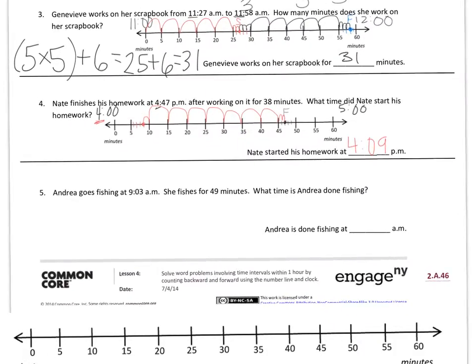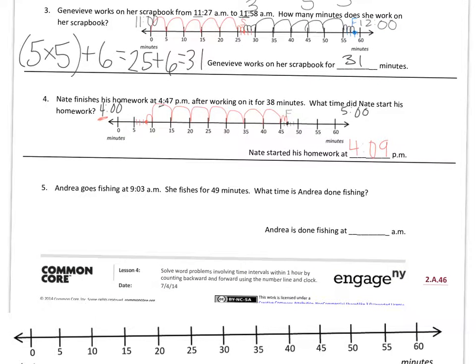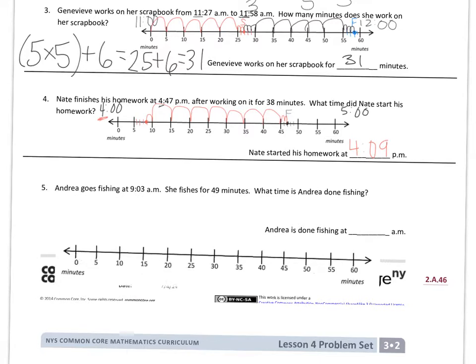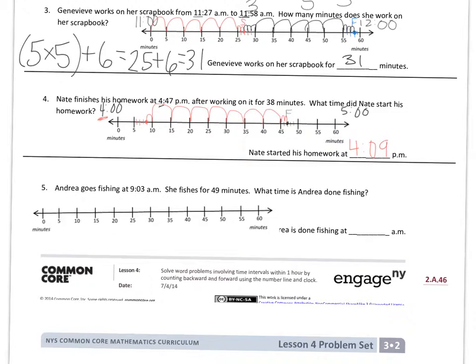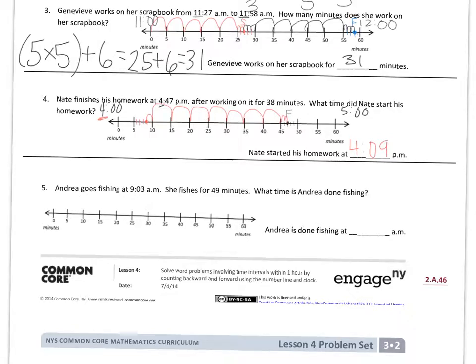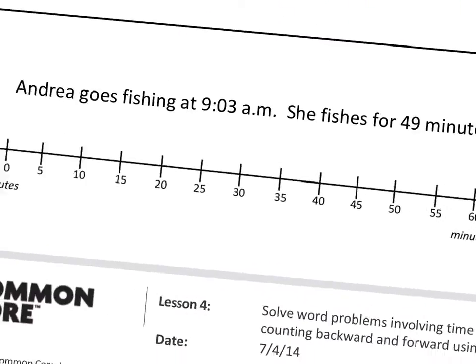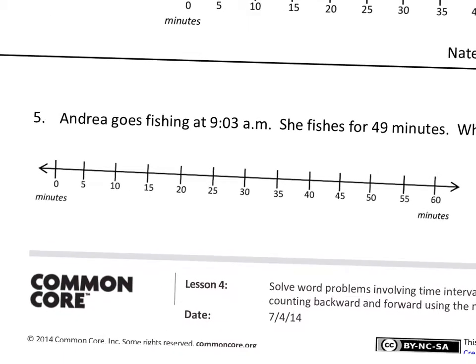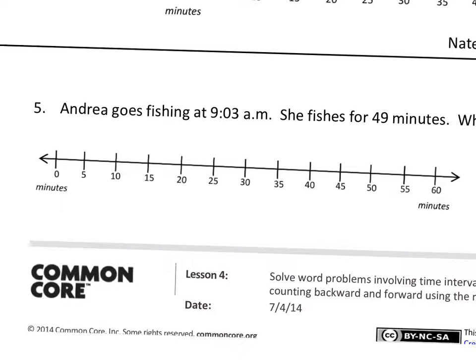Andrea goes fishing at 9:03 a.m. She fishes for 49 minutes. What time is Andrea done fishing? Okay, so I'm going to put down my number line, and I'm looking for 9:03 a.m. So that means my number line must be a 9 o'clock number line to a 10 o'clock, because each number line is 1 hour. And she goes fishing at 9:03.